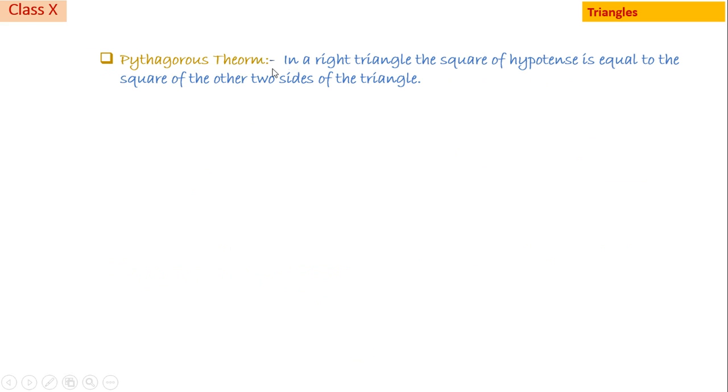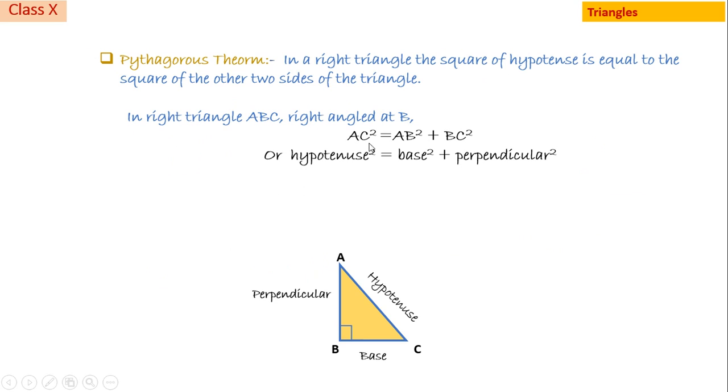Pythagoras theorem. In a right triangle, the square of the hypotenuse is equal to the sum of the squares of the other two sides of the triangle. Consider right triangle ABC, right angle at B, that is angle B equal to 90 degree. So Pythagoras theorem implies that hypotenuse square is equal to base square plus perpendicular square, that is AC square is equal to AB square plus BC square.